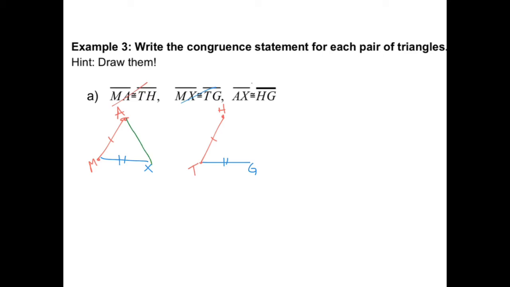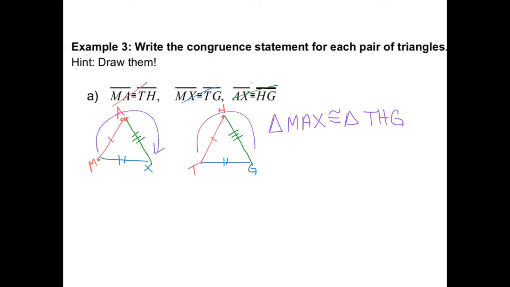AX is congruent to HG. So I'm going to give those three tick marks, color green, and that's good to go. So using this information, I can write my congruent statement that triangle MAX is congruent to triangle THG, again, using the following in order, consistency following their congruent statements, and this one is by side, side, side.